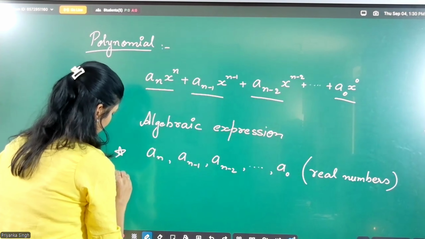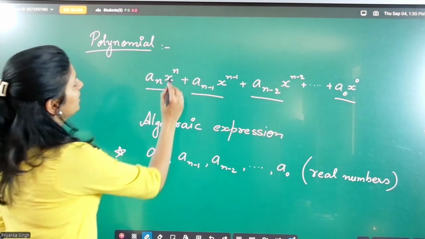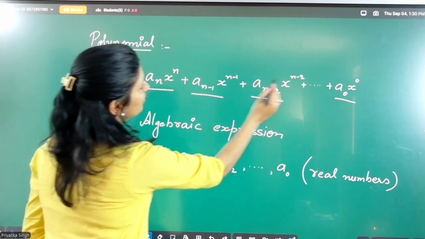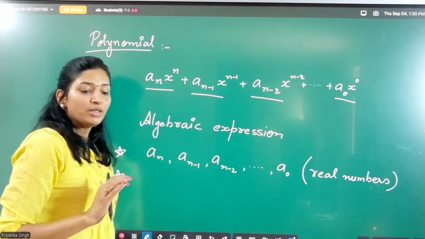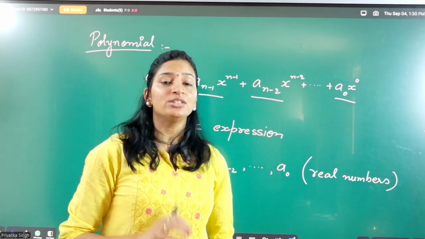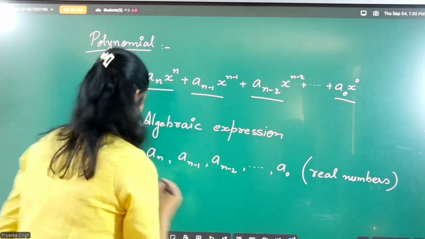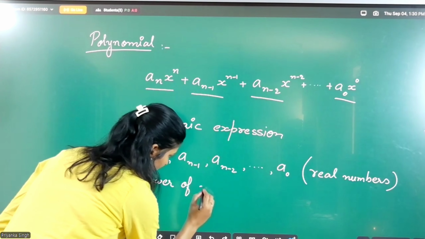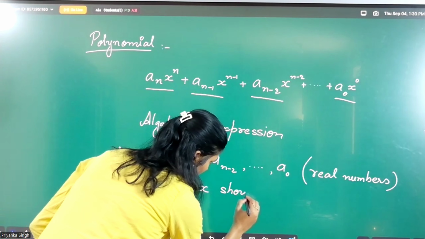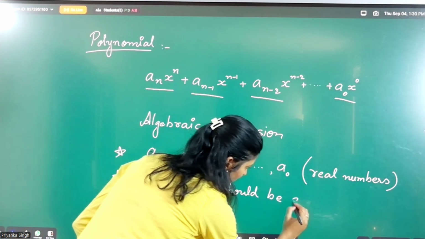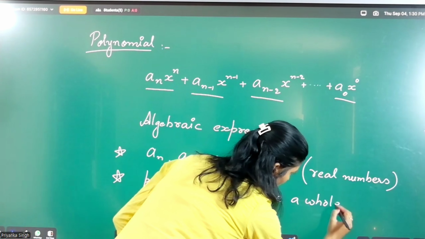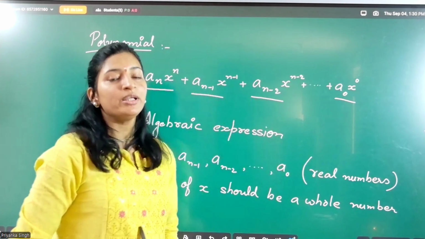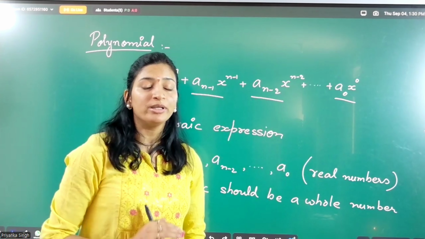So conditions are this. Now the second condition is the power of x, whatever power you see here, n, n minus 1, n minus 2. So all the powers that we have on x should be a whole number. So power of x should be a whole number. It cannot be a negative number and it cannot be a fraction.